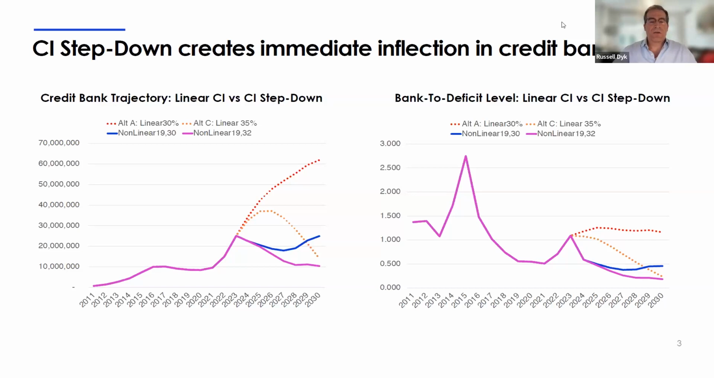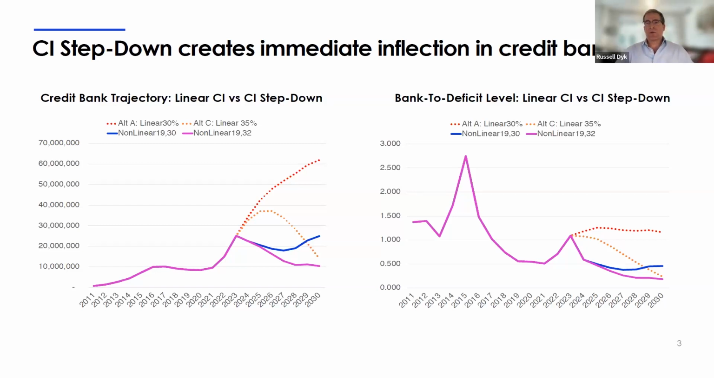The third takeaway here is that in contrast, the 2 nonlinear scenarios immediately inflect the trajectory of the bank starting in 2024. And the last point I really want to emphasize here, the fourth key takeaway, is that if you look out into a later part of this decade, 2029 and 2030, both of these nonlinear scenarios result in a bank level that is either relatively stable or slightly rising.